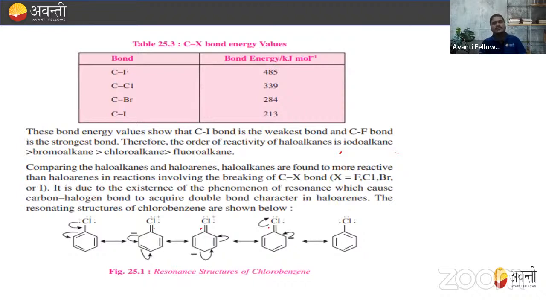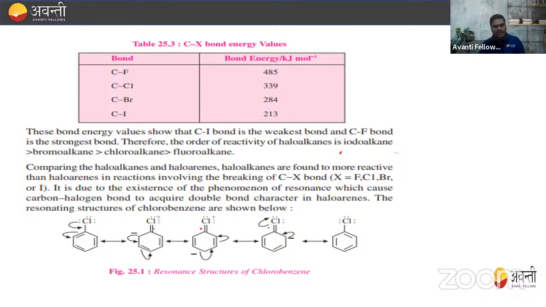If we're talking about the C-F bond energy, 485, C-Cl bond energy, 339, C-Br and C-I. So we can see that as we move down the group in the halogen series, that is from fluorine to iodine, the bond length increases and the bond energy decreases. Obviously, if you want to break this pen, then you can break it easily.